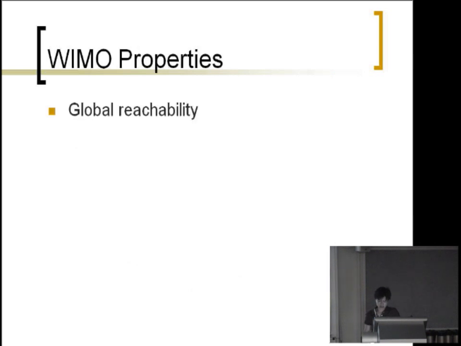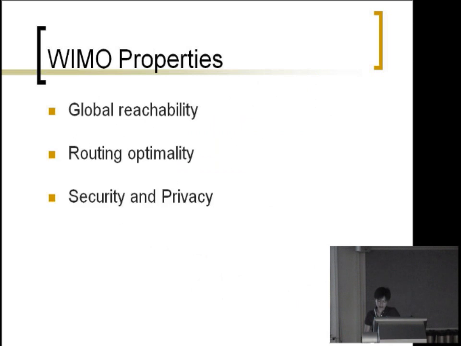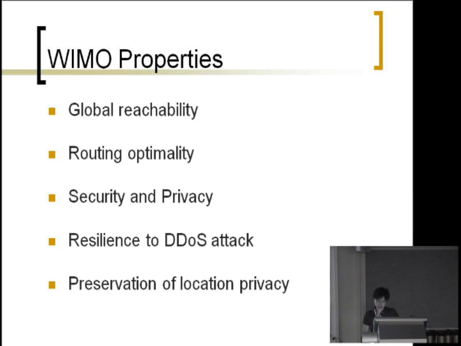Okay, so with the WINLAB design, we have global mobility, global reachability, and routing optimality. We don't have a lot of path inflation, just a small amount of path inflation, and we have security and privacy guarantees as well as resilience to denial of service attacks. And importantly, we also have location privacy, so we don't expose the location information to the end host, to the correspondent host.